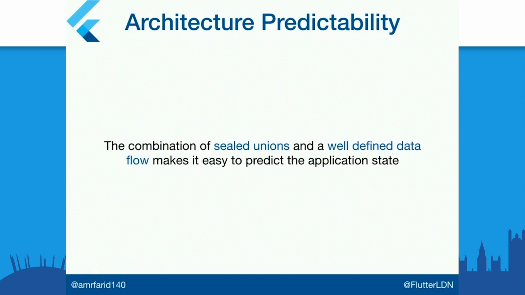Predictable, so the combination of using sealed unions and well-defined data flow. I know exactly where my inputs and where my outputs are. And with sealed unions, it makes it a bit more readable. So it makes the architecture more predictable.